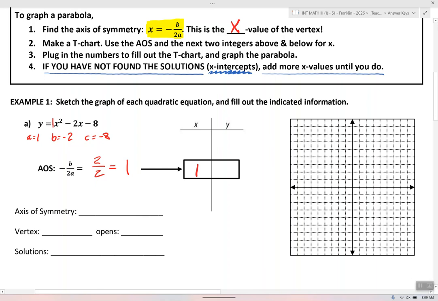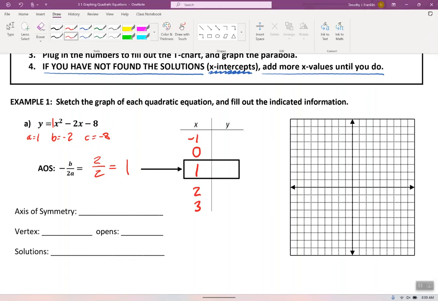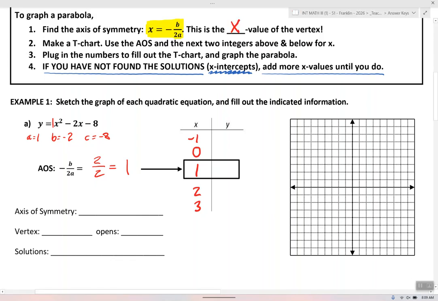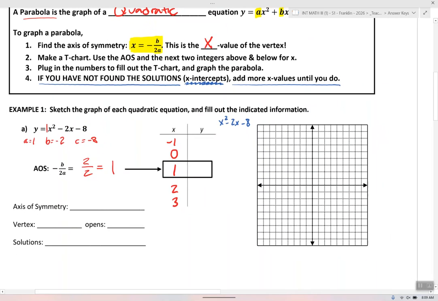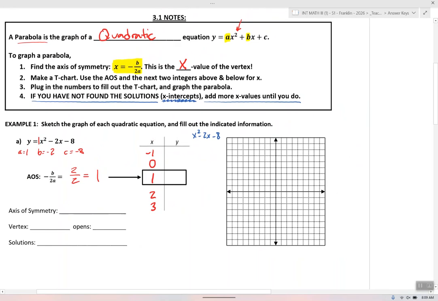Now, to find the rest of the points of our parabola, we're going to pick two integers above and below that value. So below would be 0 and negative 1. Above would be 2 and 3. So now we're just going to take these x values and put them into our function, which remember is x squared minus 2x minus 8, to get our y values. If you need space to do your work, you can always use the blank space off to the side here. So maybe we'll do that for this one anyway. x squared minus 2x minus 8.